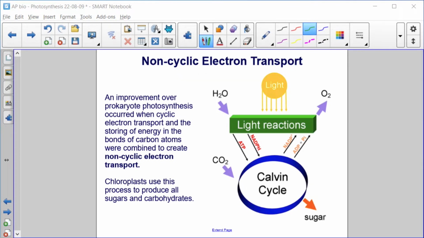An improvement over prokaryote photosynthesis occurred when cyclic electron transport and the storing of energy in the bonds of carbon atoms were combined to create non-cyclic electron transport. Chloroplasts use this process to produce all sugars and carbohydrates. So we're going to take a closer look at this process in the slides to come.